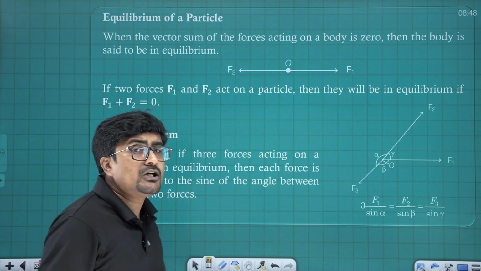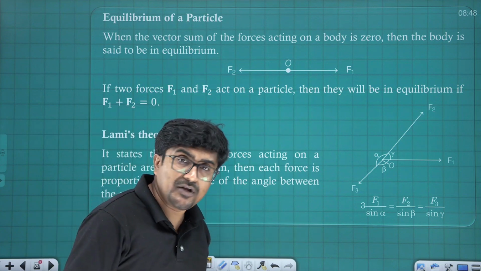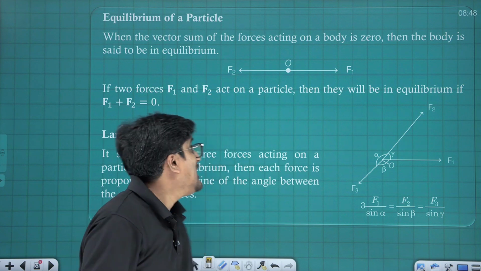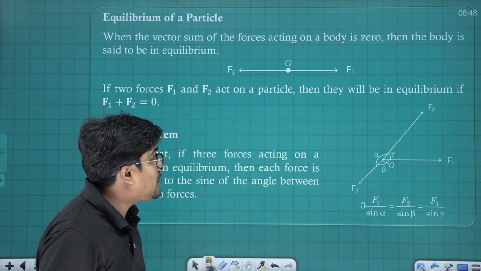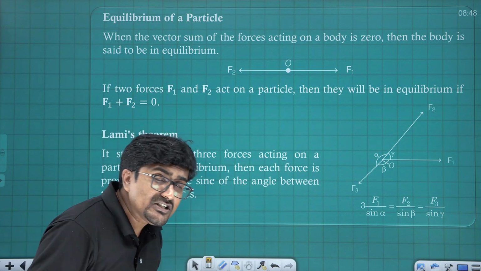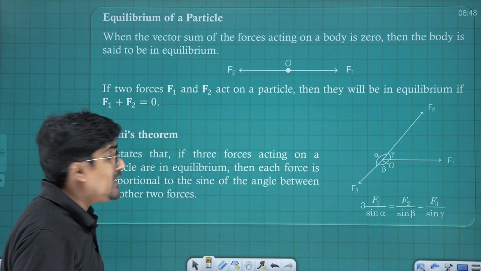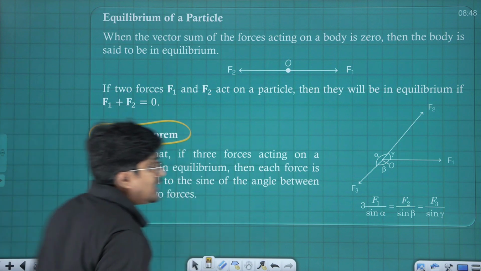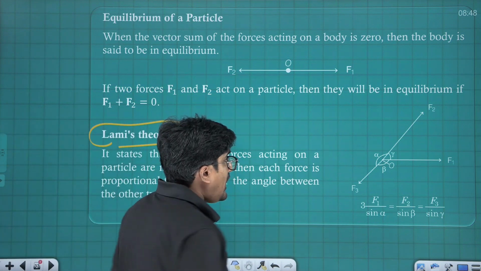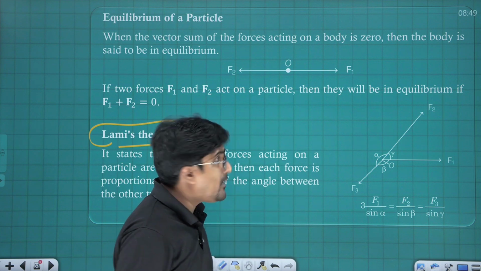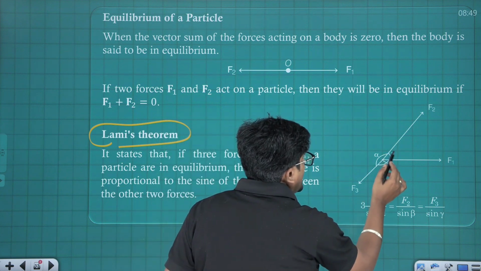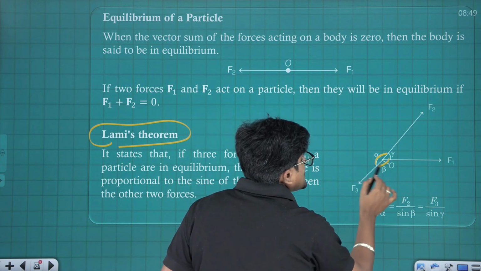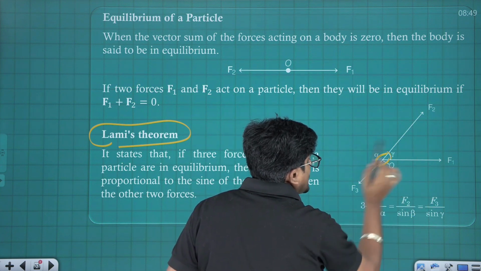If a body is in equilibrium, that means the net force experienced by the body is zero. That is, force along x-axis plus force along y-axis plus force along z-axis is equal to 0. Then the net force experienced by the body is 0, and that condition is known as the equilibrium condition. Now another case of equilibrium is where three forces are acting, F1, F2 and F3, and the angles are marked as alpha, beta and gamma.